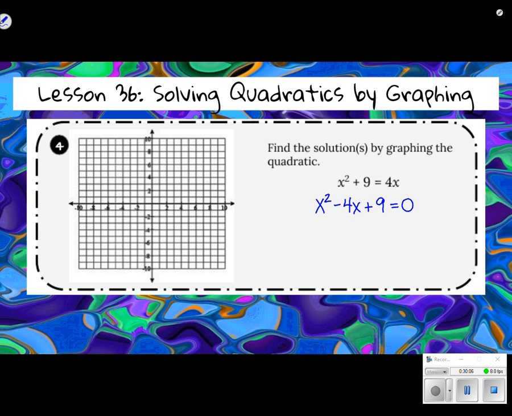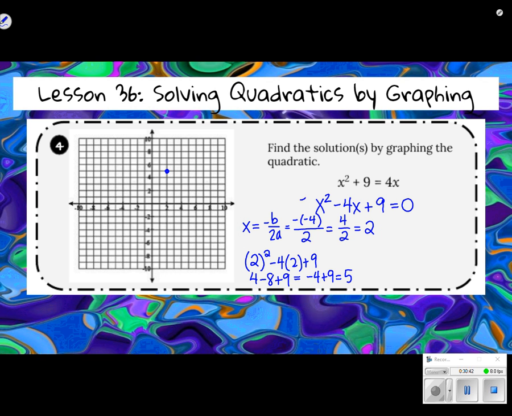All right, so let's look at finding the vertex. So x equals negative b over 2a. So negative negative 4 over 2 times 1 is 2. So that is 4 divided by 2, which is 2. Then we're going to square that 2, minus 4 times 2 plus 9. So that's 4 minus 8 plus 9. So that's negative 4 plus 9, which is 5. So 2, 5, right there.